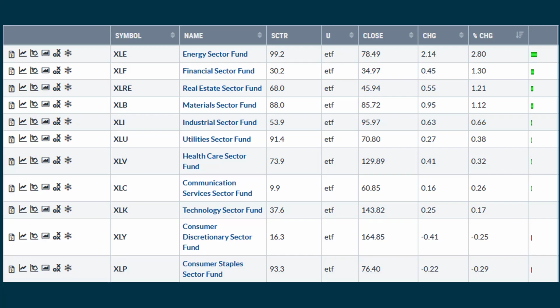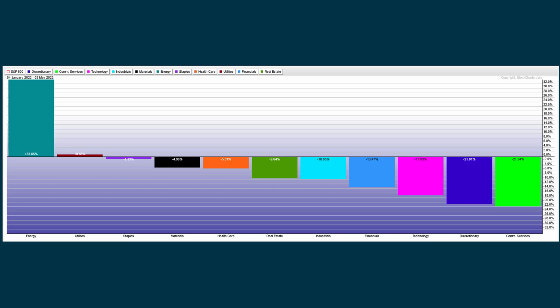As far as the sectors, most of them were positive. The energy sector did the best, followed by financials and real estate and materials. Those that did the worst are the usual suspects: staples, discretionary. Tech was up just a little bit. And here's the performance year to date.